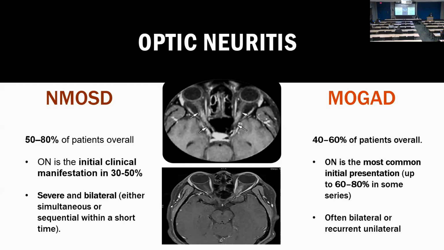And as Dr. Graves mentioned, in NMOSD, the optic neuritis is severe, right? It comes with profound vision loss. It can be bilateral, meaning affecting both eyes at the same time, or it can be recurrent, where it can be sequential, meaning one eye affected first and the other eye affected second within a short period of time. In MOGAD, again, it could be both eyes, or it could be one eye and then a recurrence in the same eye.